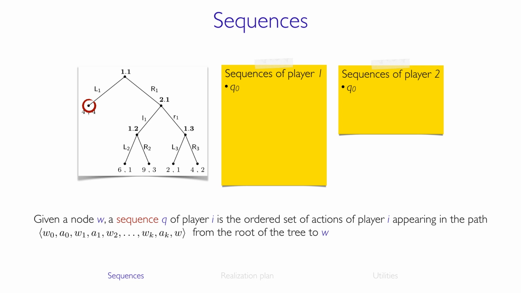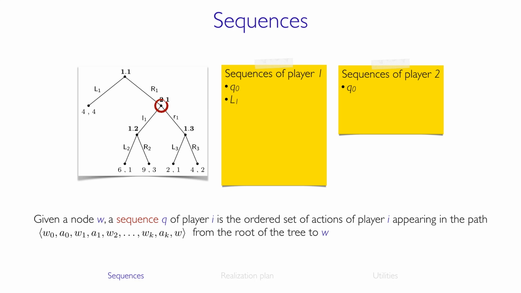Then we consider the terminal node marked in the picture. The sequence leading to such a node is composed of action uppercase L1 by player 1. Thus, we report it in the space of sequences of player 1. No action of player 2 is necessary to reach this terminal node, or in other words, the empty sequence of player 2 leads to that outcome. Therefore, we don't need to add any sequence to player 2.